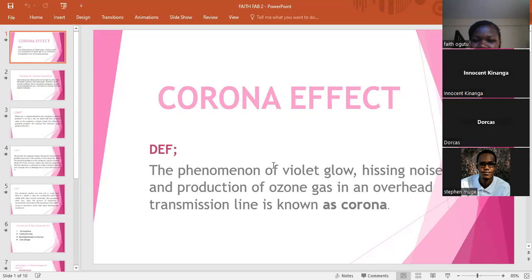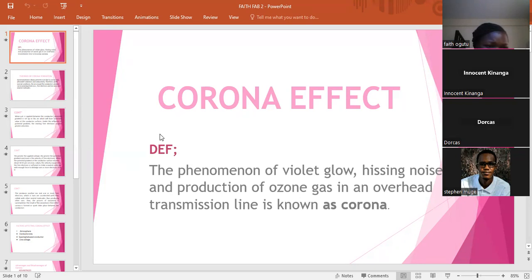The phenomenon of violet glow, hissing noise, and production of ozone gas in an overhead transmission line is known as corona. Okay, guys, as she has said, corona is the phenomenon of a violent glow, hissing noise, and the production of ozone gas in the overhead transmission line.